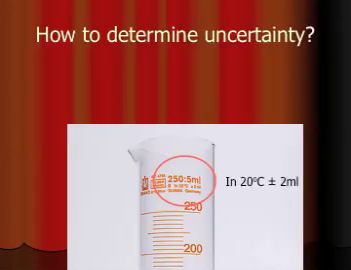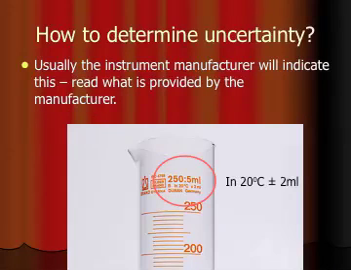Okay? So we take this other example. How can we determine uncertainty? Well, usually the manufacturer, the company that has made the instrument that measures, specifically for laboratory equipment, is going to indicate the level of uncertainty. So you can always read what is provided by the manufacturer.